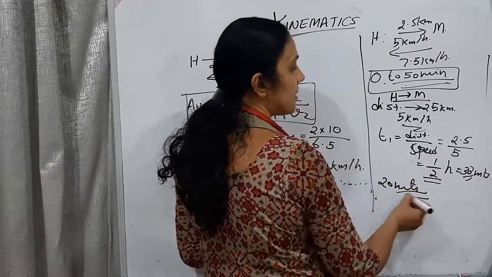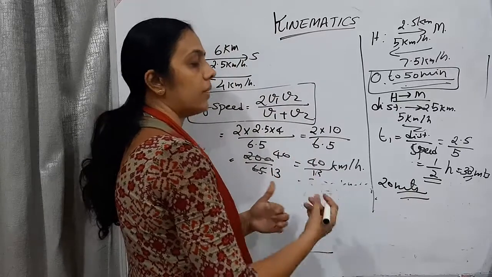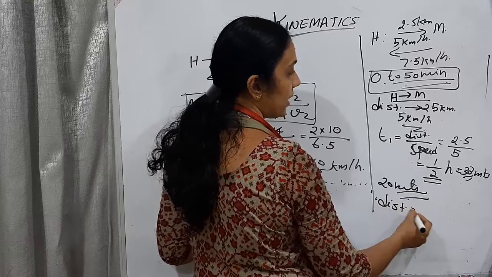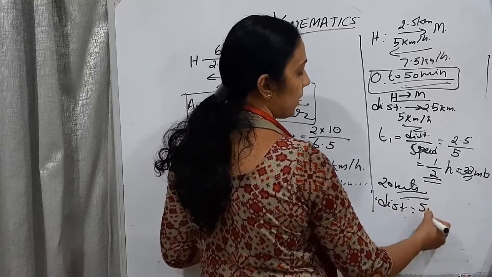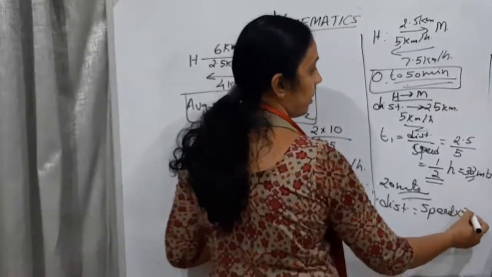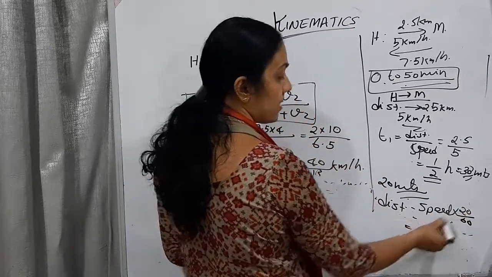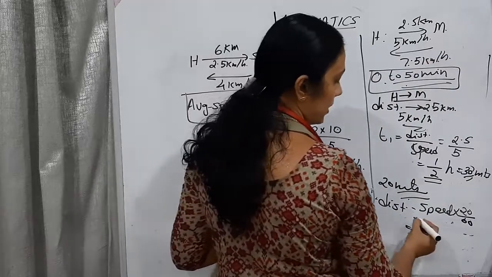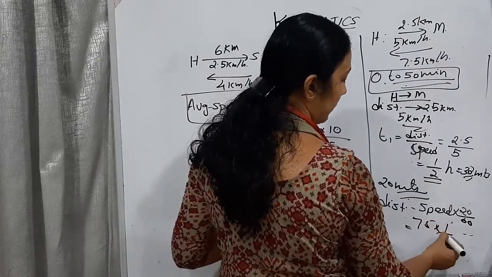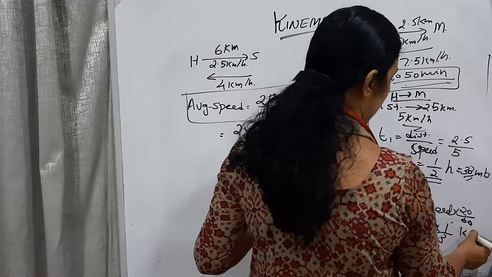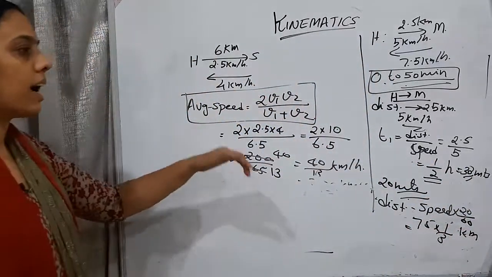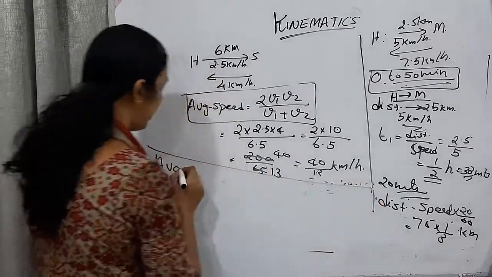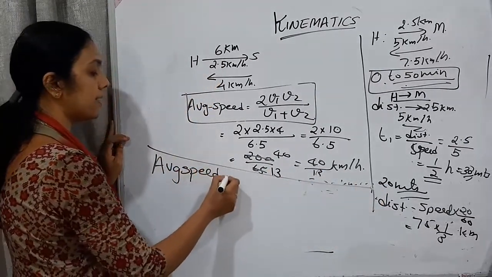minutes, how much distance is he covering in 20 minutes? So distance traveled in 20 minutes will be equal to speed into 20 divided by 60. That is because it's in minutes and here the speed is given in kilometer per hour. Therefore 7.5 divided by 3 kilometers. So now we can calculate the average speed.